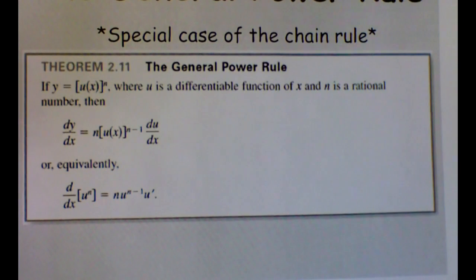This brings us to something called the general power rule. The general power rule: if y equals u of x to the n power, where u is a differentiable function of x and n is a rational number, then the derivative of y with respect to x is equal to n times the function u of x to the n minus 1 power times the derivative of u. Or equivalently, d/dx of u to the n power is equal to n times u to the n minus 1 power times u prime.